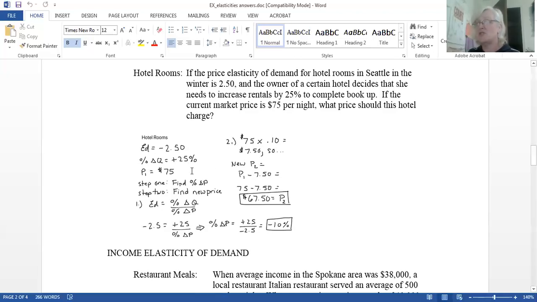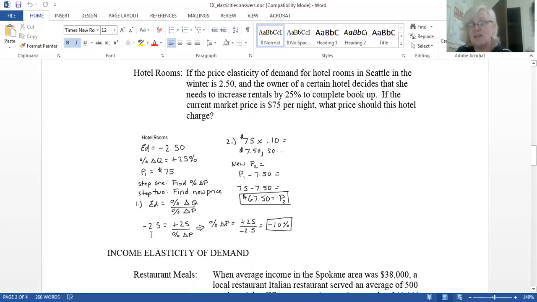So let's go through this in 2 steps. Step 1, right here, elasticity of demand is equal to percentage change in quantity divided by percentage change in price. I am using the general formula because I don't have all the P's and Q's. I only have one price. I don't know anything about Q1 or Q2. All I know is they want to go up 25%. So I have to use the general formula.